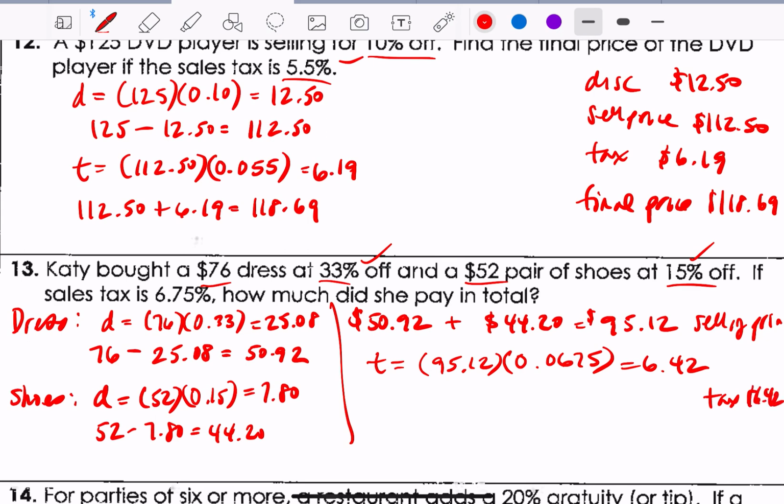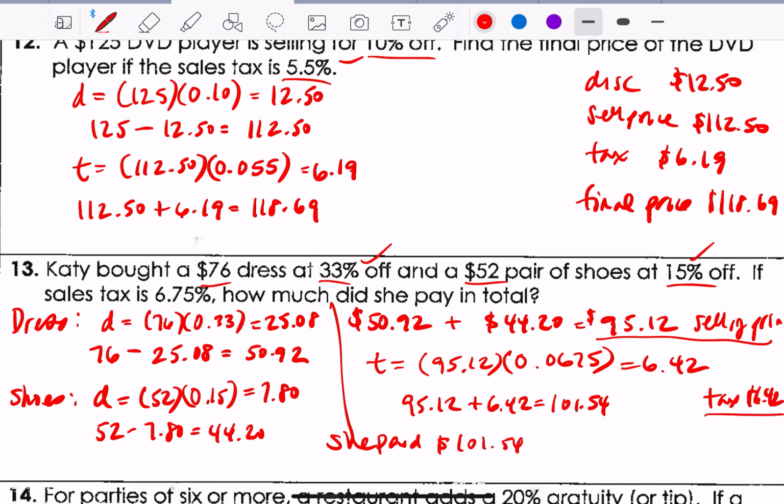So what am I going to spend when I'm done? I'm going to take the selling price and the tax, and I'm going to add those together. So 95.12 plus 6.42 equals $101.54. So she paid, let's write a sentence. She paid $101.54 total.